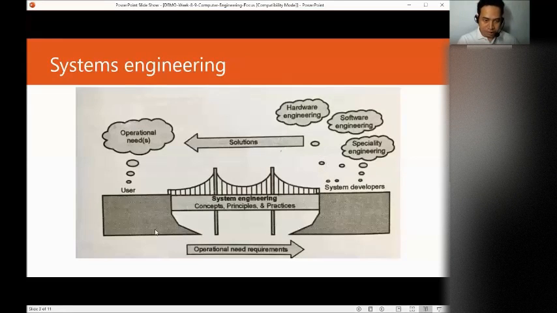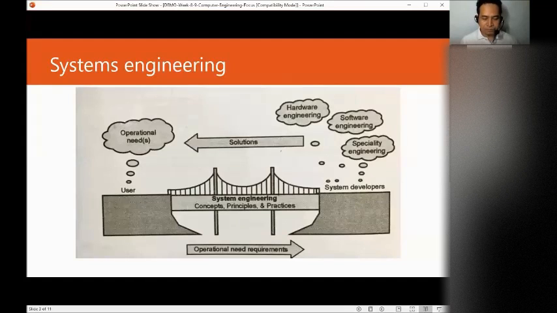What did you notice on the diagram? It's like a cycle, sir. The bridge, sir. It's connecting others. Okay, very good. So systems engineering acts as a bridge between the user and the system developer. As you notice, the user has operational needs. Then the systems engineer does the concept, principles, and practices for those operational needs requirements to be sent to the system developer. Now, the system developer will start the hardware engineering, software engineering, and specialty engineering, which will lead to a solution for the needs of the users. So, he acts as a bridge, okay?